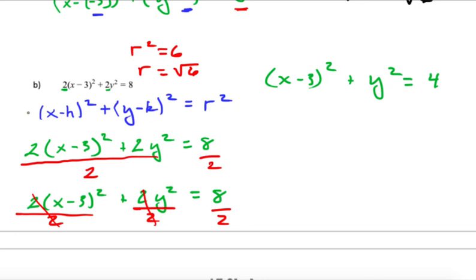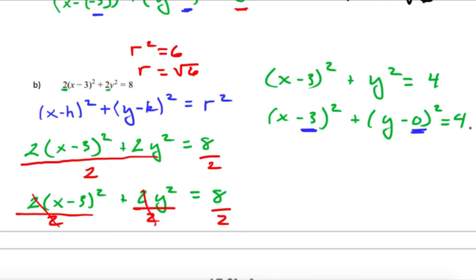And now we're getting closer to looking like this standard form. But notice I've just got y squared, and here I've got y minus k. That's easy enough to deal with, because we can just write this as (y minus 0) squared. And so now I can see that my center, there's my h, and there is my k.